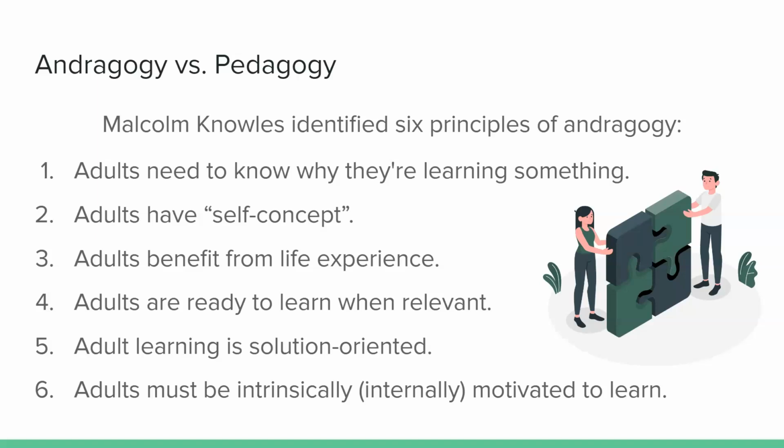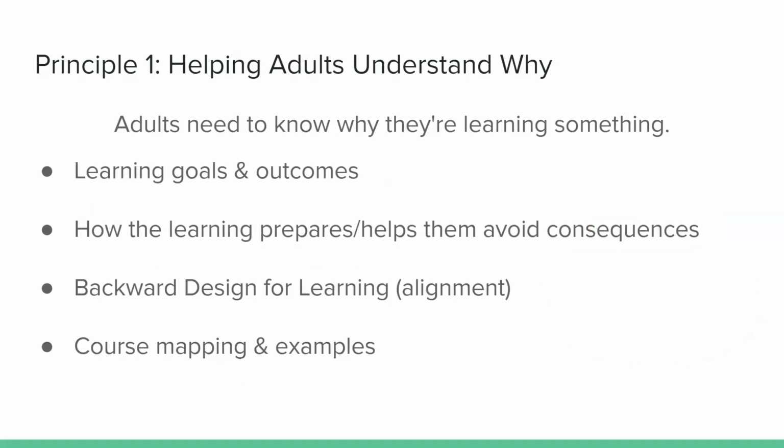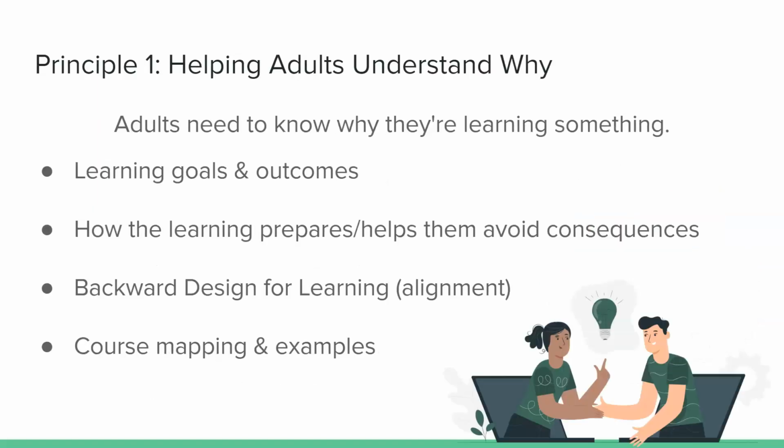So it's important to know that there are very, very different approaches to this, and that's what we're going to get into in depth. So let's start with the first principle: adults need to know why they're learning something. They also need to know what they're learning, okay?